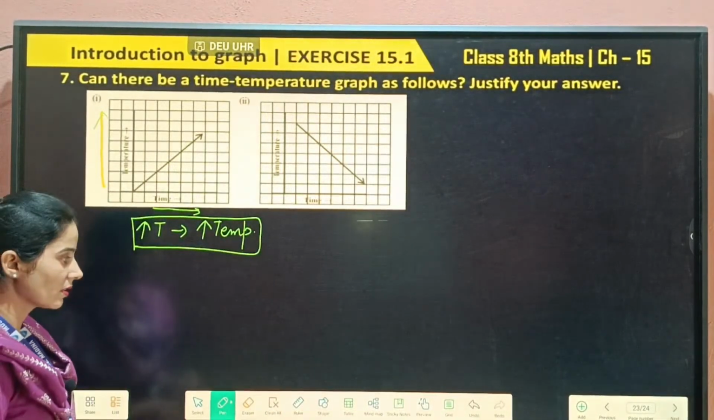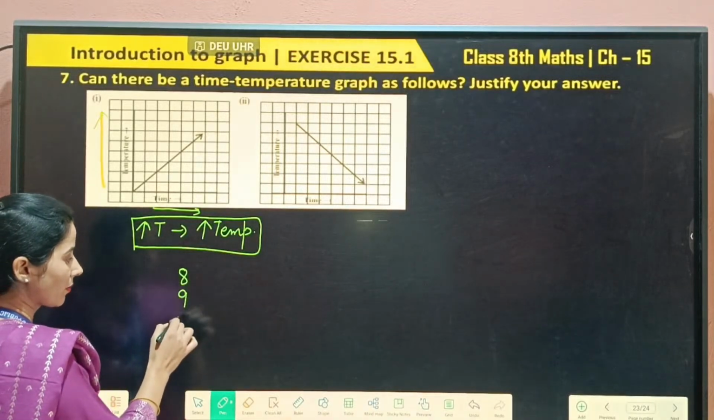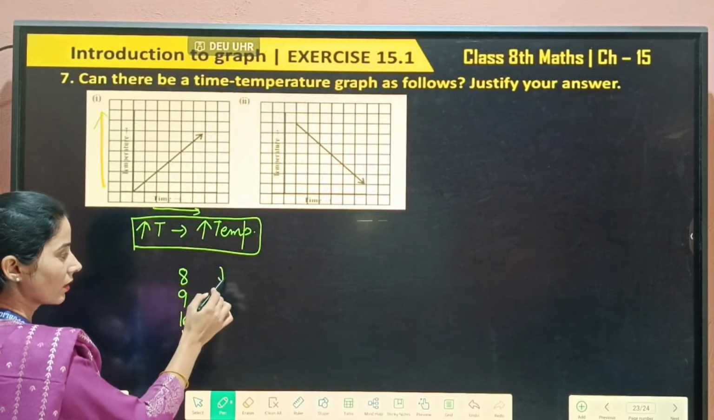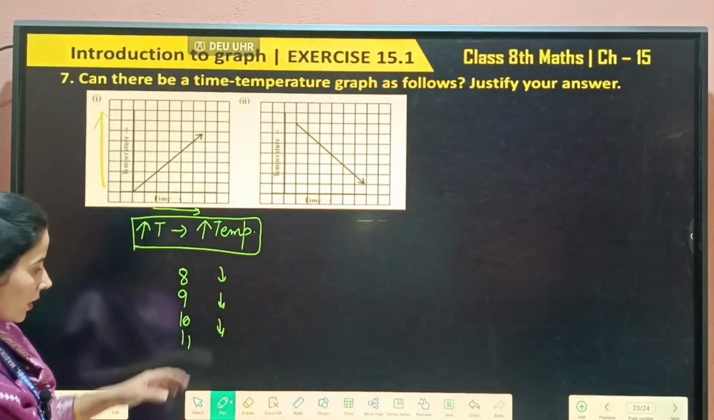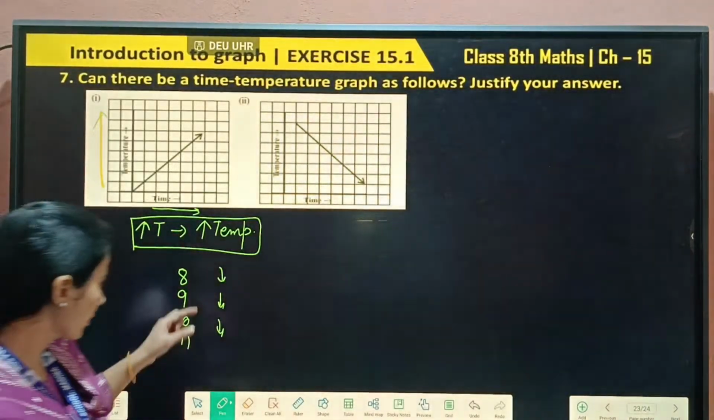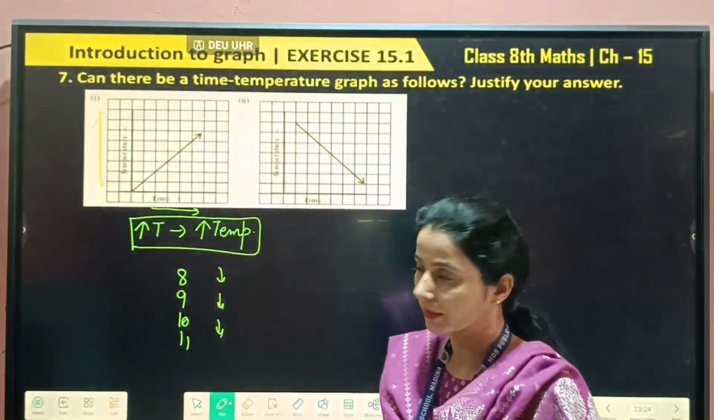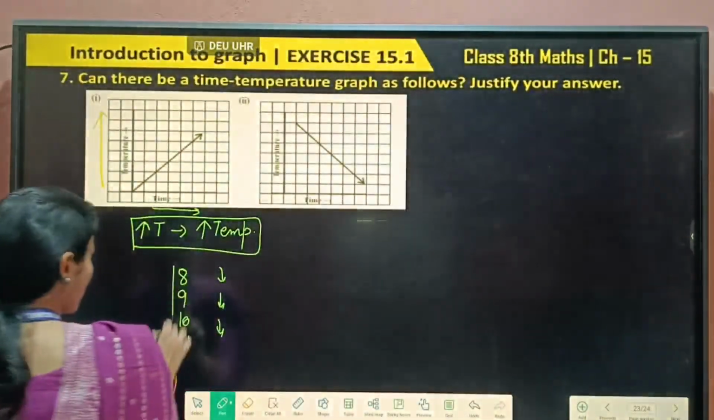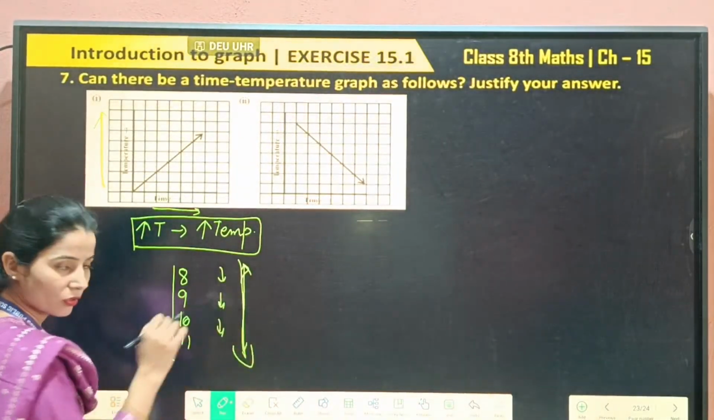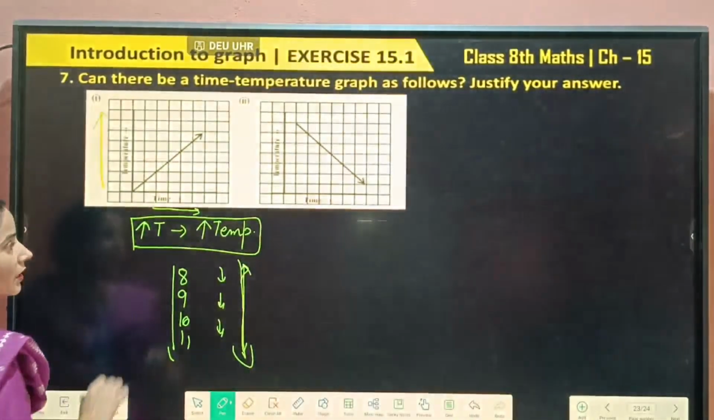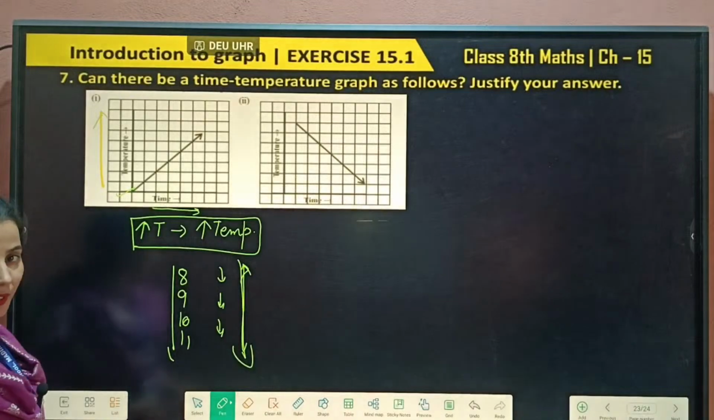Along with time, temperature can also increase. Like in summer, we can take the example of 8 a.m., 9 a.m., 10, 11. The sun rays are comparatively stronger and the temperature higher at noon than in the morning. So time is increasing, and temperature is also increasing. Such a possibility is there. Yes, this graph can exist.